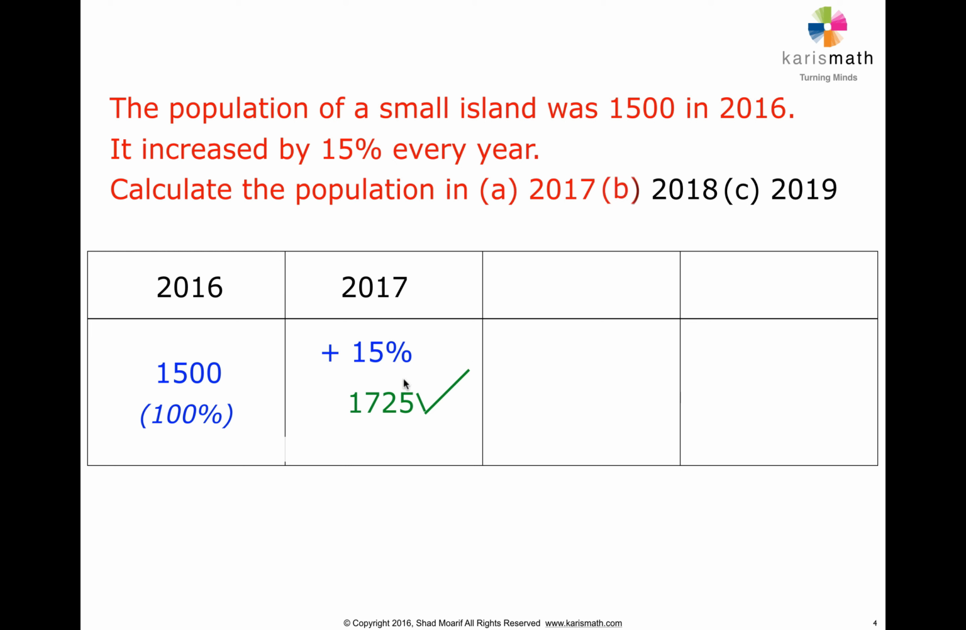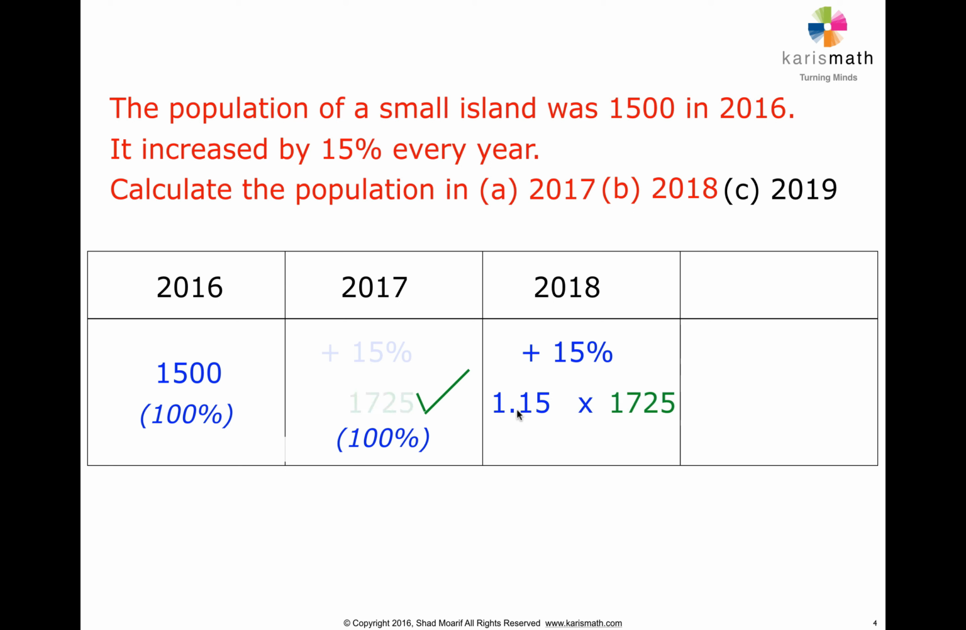Now, if that's the population in the year 2017, what will be the population in the year 2018? Well, then we'll have to take this as the starting point. If we take this as the baseline figure, because this is what's going to increase 15%, so this becomes now the 100%. And in 2018, it'll be 15% more, so it's 115%. What is more? This is more. So 115% of this would be, multiply the two, 1.15 times 1725, and there's your answer. So the population in 2018 would be 1,984.